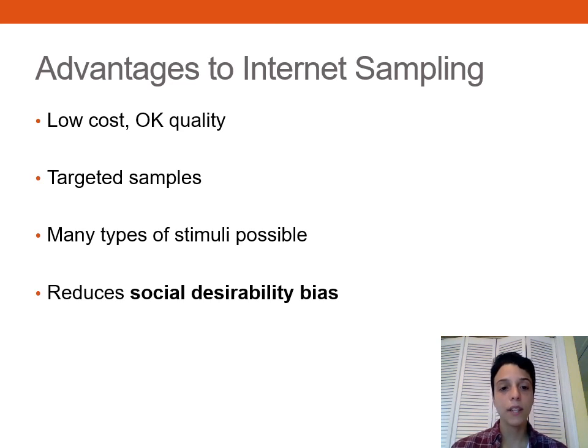Finally, internet sampling can be useful in that it reduces social desirability bias. Social desirability bias refers to people giving you the answers that you want to hear. As a pretty obvious example, if you ask people if they're racist, they'll generally say no. But when people respond to surveys on the internet and they're in the privacy of their own home and nobody's listening to them or otherwise paying attention to how they're responding, oftentimes they feel more comfortable giving honest answers on surveys. So internet sampling can be useful, and because of this, it's often used in research.